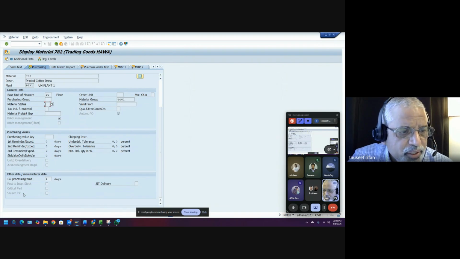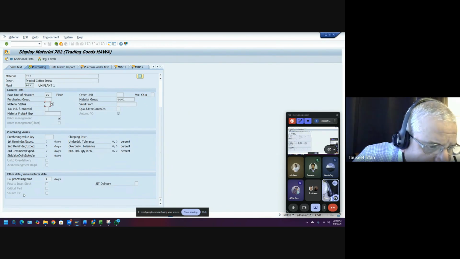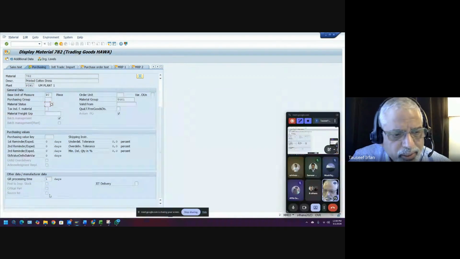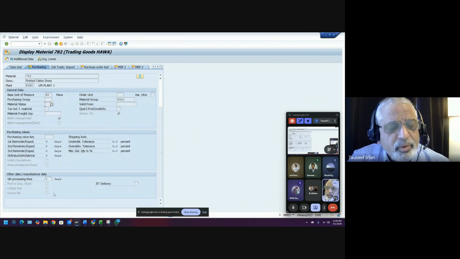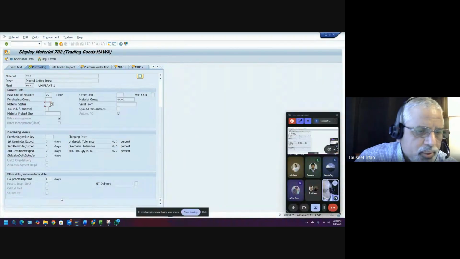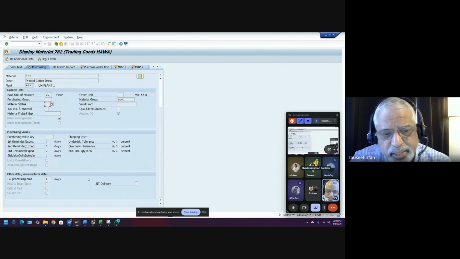Or they will send it by email. Another thing is the source list. This is another master data we will create, which holds all the suppliers and who your preferred supplier is. We will set that and then click that one. It means that we are maintaining a source list for this particular material, so the preferred supplier is sitting here.